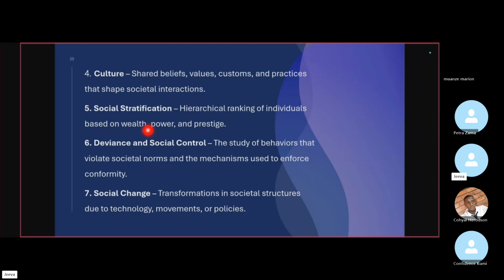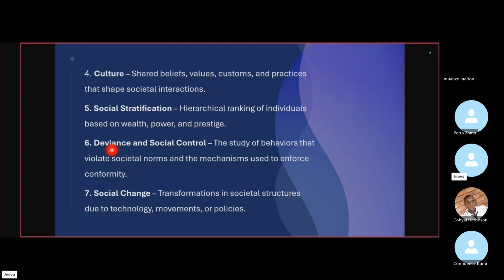Then social stratification. Stratification means different hierarchical rankings of individuals, based on wealth, power, and prestige. For example, in a society there are middle class, higher class, and lower class people, and that ranking is based on wealth, power, and prestige. And in the caste system, there are higher caste people, lower caste people, and untouchable people. Different stratifications are given based on the power and prestige they have.